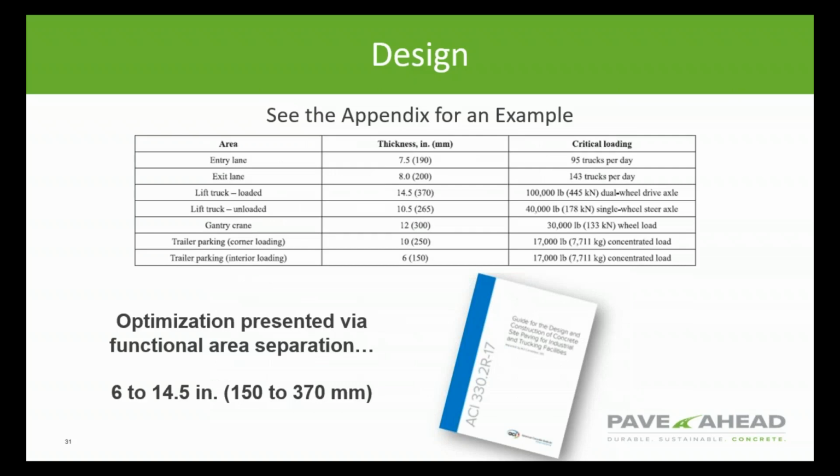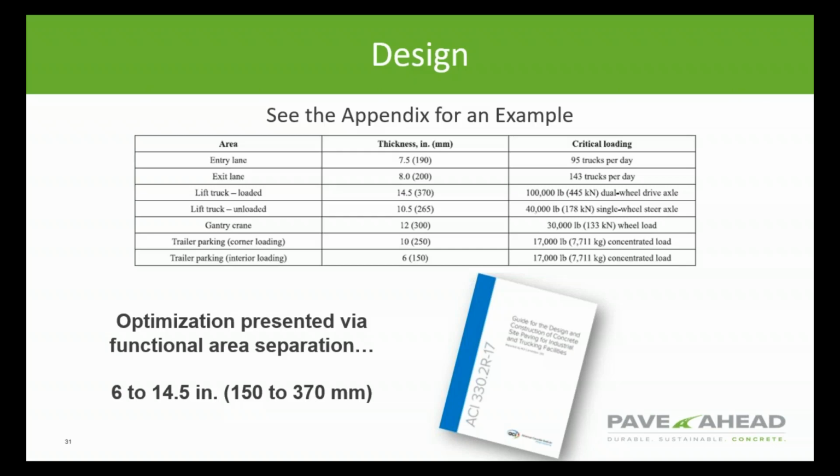It should be noted that the designer may choose to design for one case for the entire site. In the example above, the recommended thickness would be 14.5 inches if you did just one design for the entire site. And we would see that in that scenario, the site would be over-designed.